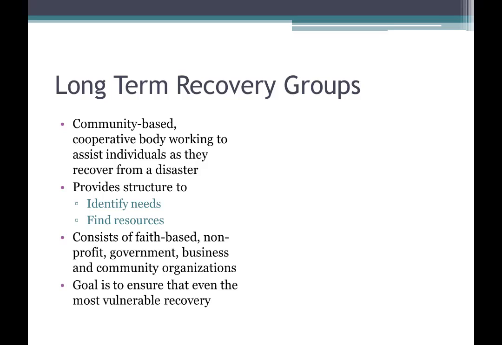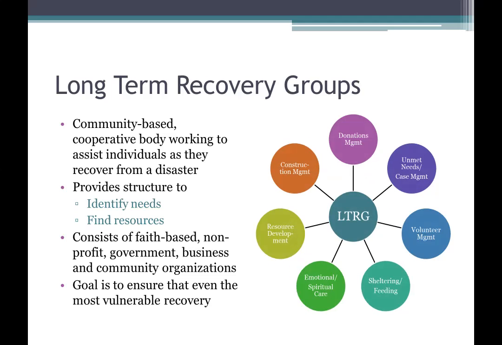Now, long-term recovery groups can be as varied in their structure as the communities in which they work. Areas of focus for long-term recovery groups are going to be dependent, of course, on each disaster, but some common areas are going to be donations management, construction management, resource development, emotional and spiritual care, sheltering or feeding, volunteer management, and then unmet needs or disaster case management.